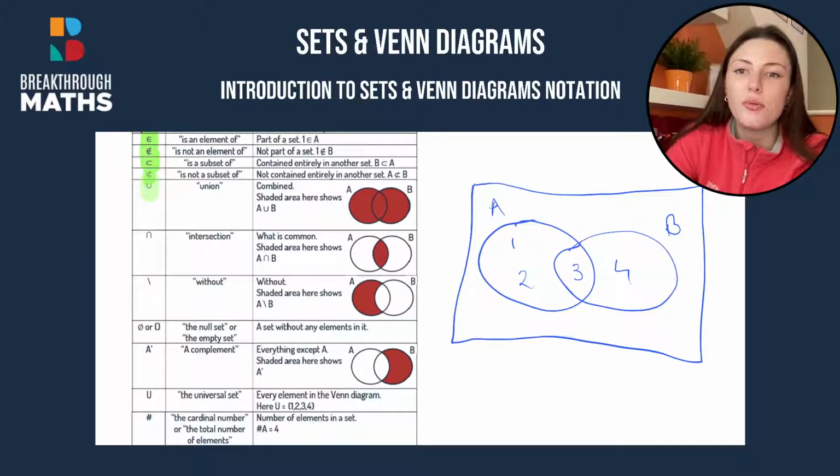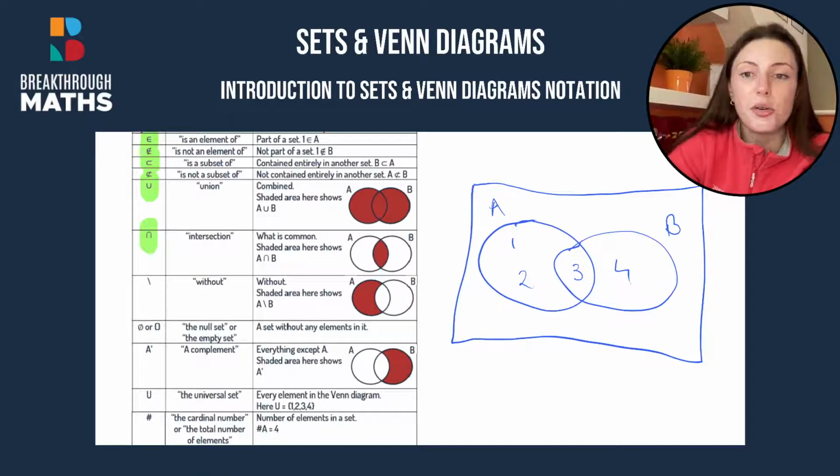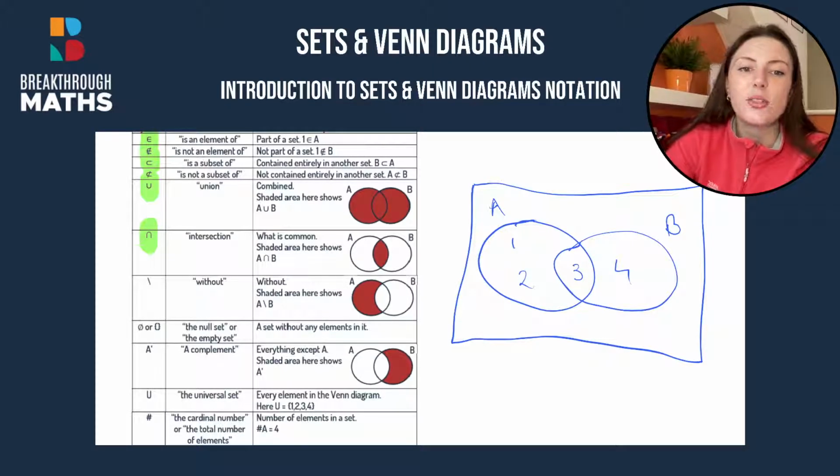Then we have union, which as you can see from the diagram shaded in red, it means everything in A and B. So A union B would be the numbers 1, 2, 3, and 4. Then the intersection, which is in the shape of an upside down U or an N, that is just what is in between in the middle for both of them. So what do they share? In this case, they share the number 3. So 3 is in their intersection.